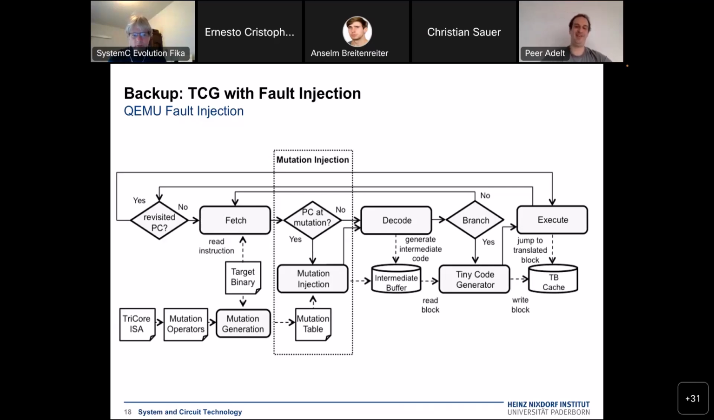Yes. Okay, perfect. So to go into more detail, for register fault injection, you can introduce so-called helper instructions in the tiny code generator, and those we use for transient simulation of register faults.